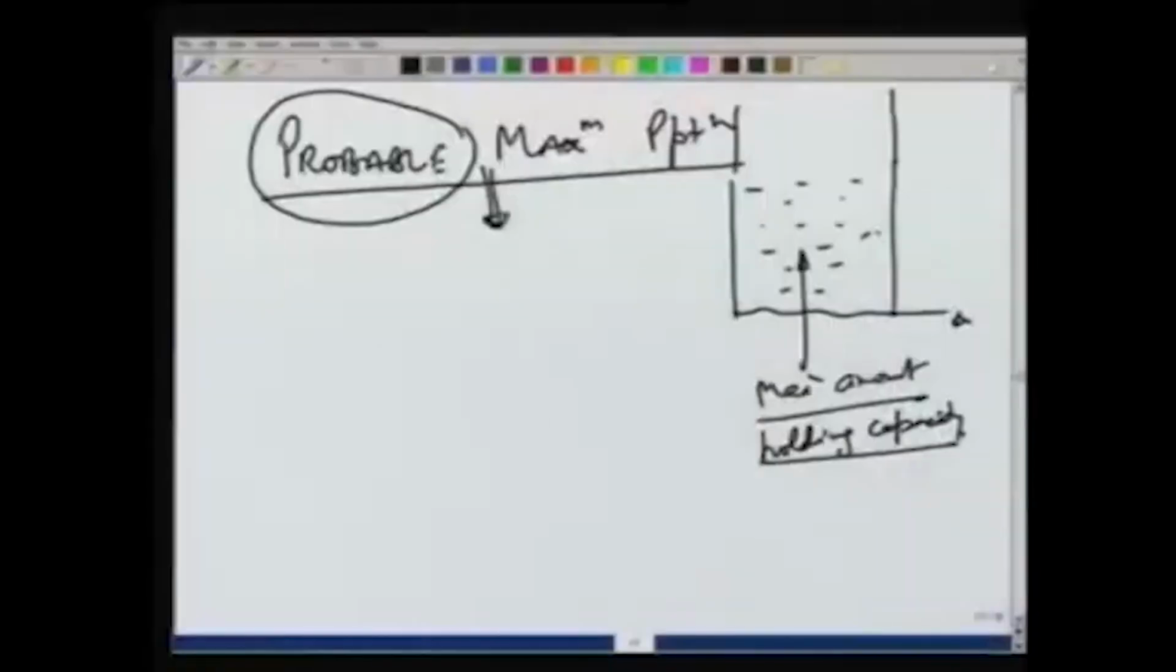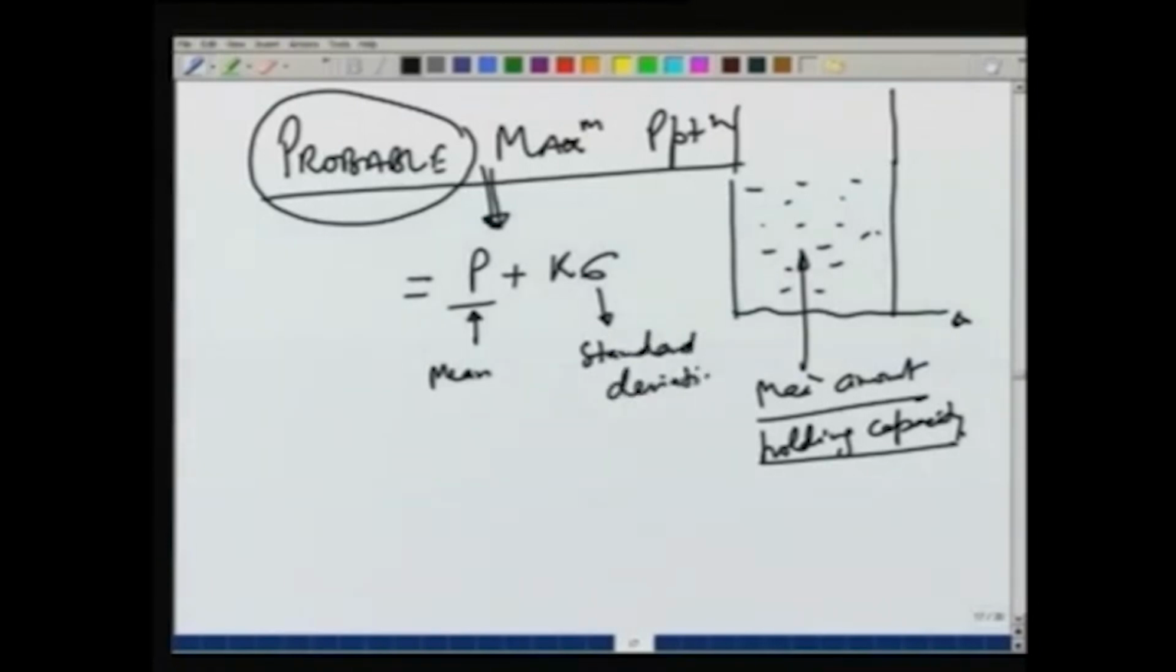But there are other methods which are based on the frequency analysis, and typically what is done is that the probable maximum precipitation is given as some mean precipitation plus the standard deviation multiplied by some constant k, generally around 15.